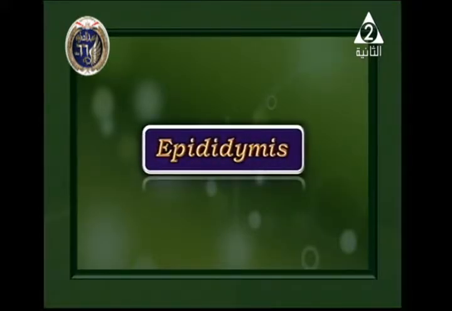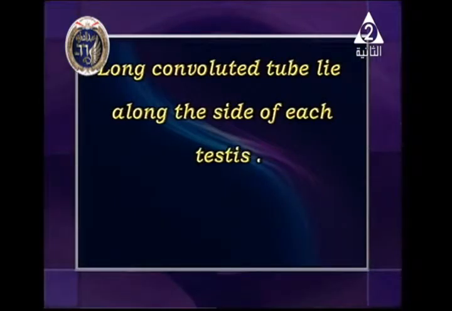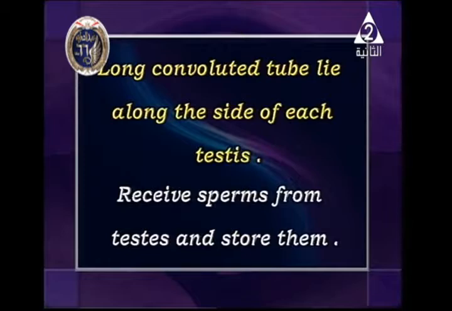Number two, again, after the testes we have something called the epididymis, and this follows the testes. The epididymis is a long convoluted tube. They lie along the side of each testis. What about the function of the epididymis? Well, they receive sperms from the testis and store them. Remember that, we have here two parts. One of them for storing, and one of them for releasing.